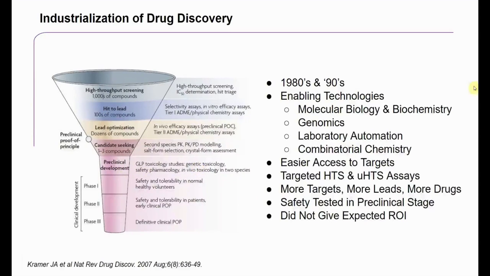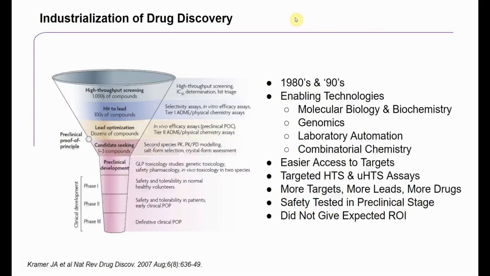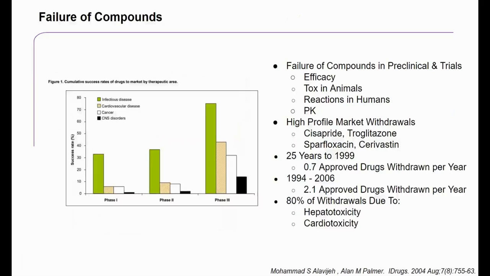Now, there was a problem with this whole process that became apparent over the course of the '80s, and there was actually almost a small cottage industry developed in publishing papers about this problem, which is that the whole process did not give the expected return on investment. The number of compounds that were actually going to market did not increase in comparison to the number of programs that were being generated and the number of compounds that were going into clinical trials.